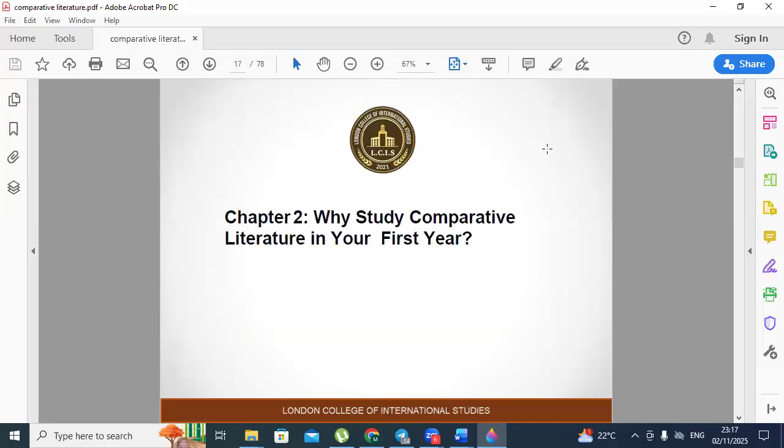Now let's move to chapter 2. Why study comparative literature in your first year? Another clear divider, we are now moving from the theoretical what to the personal and practical why. The chapter is specifically tailored to address the concerns and opportunities of a first year student.